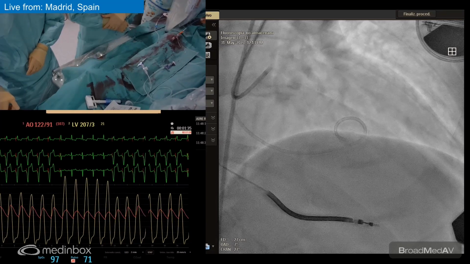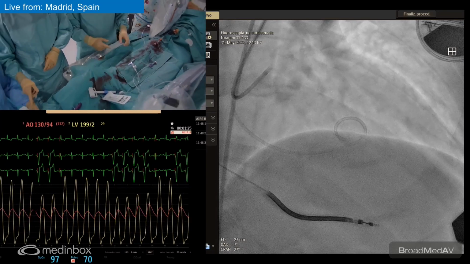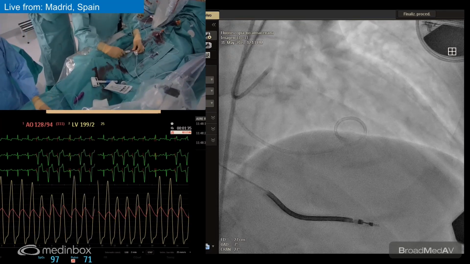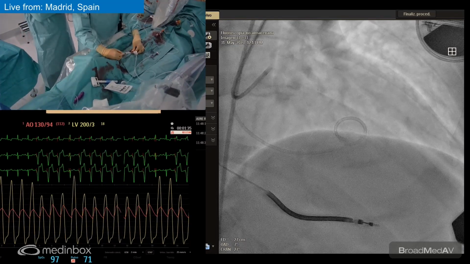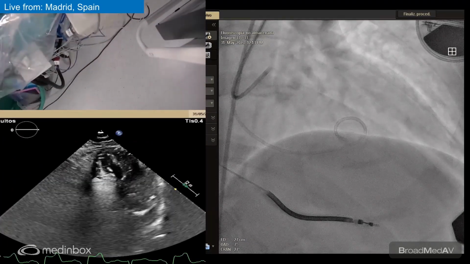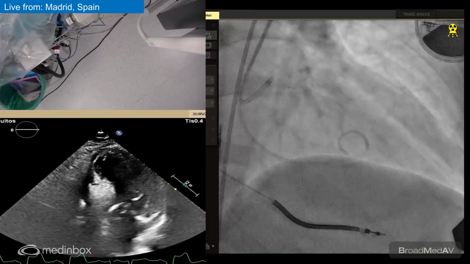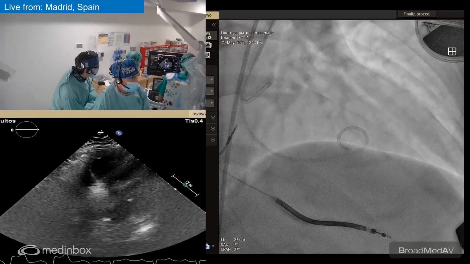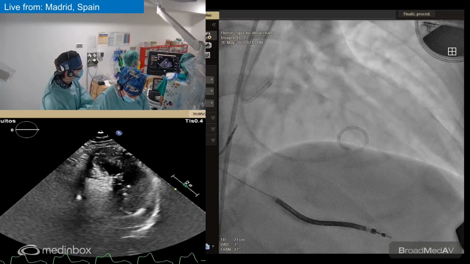So we are injecting, Silvia, now gelafunin. Okay. And you can see the echo in the screen. Probably it's difficult because it's a very big septum. Yeah, you can see it there. And Silvia, you can see that the consistency of the septum is changing.